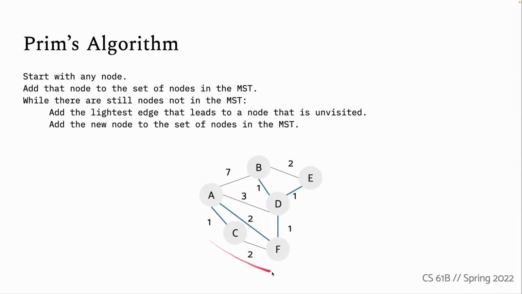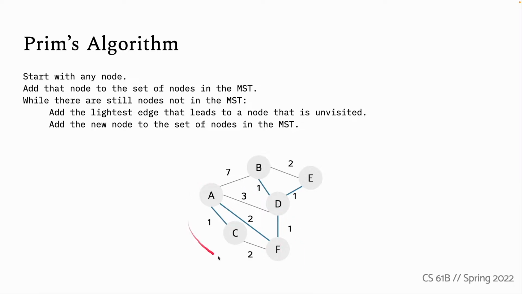And now we have A, C, and F already there, and we're going to look at all outgoing edges. At this point, CF is no longer an outgoing edge, even though it's also not part of our MST, because it would create a cycle if we were to add it to our MST. So we're looking at this edge DF, this edge AD, and this edge AB, in which case DF is the smallest, and so we're going to add that.